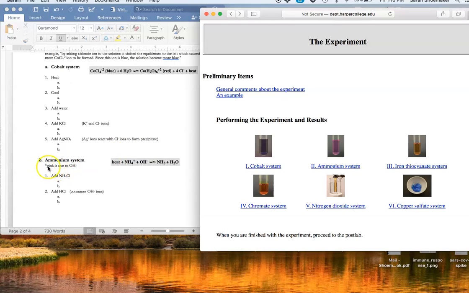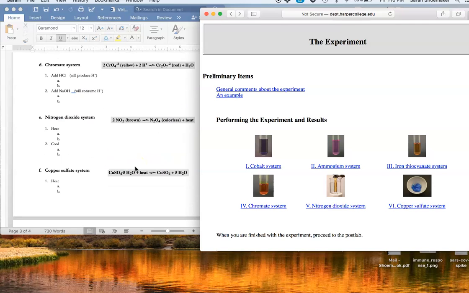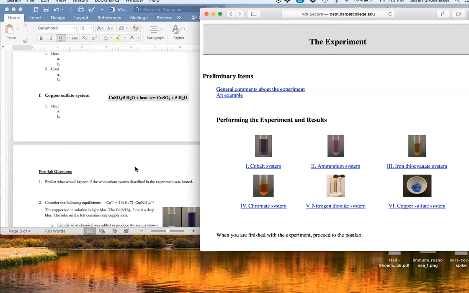Other things to note in the ammonium system, the pink color, it doesn't say in this equation here, but that hydroxide ion, the OH minus, causes a color change in a pH indicator, so it turns pink when there's a lot of OH minus. Most of these, the color is indicated in the reaction. And I think those are the only notes I wanted to make.